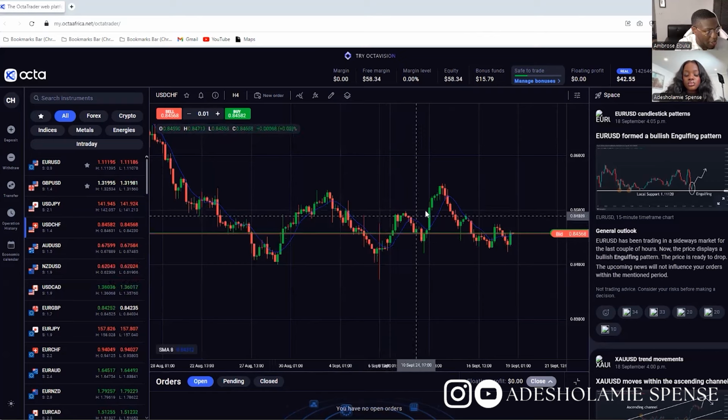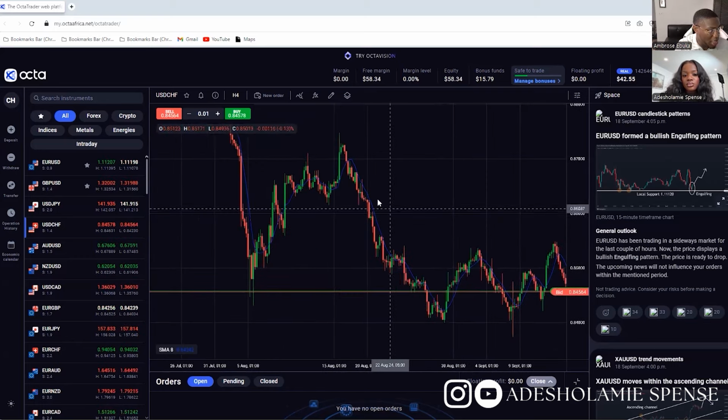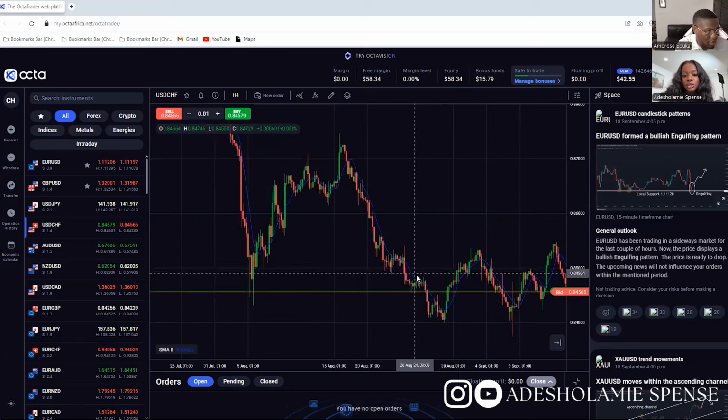It's just ranging. There's no clear trend. It's not moving upwards. It's not moving downwards. It's just ranging in the middle, right? As you can see. But in a situation like this, you see that it's moving where?